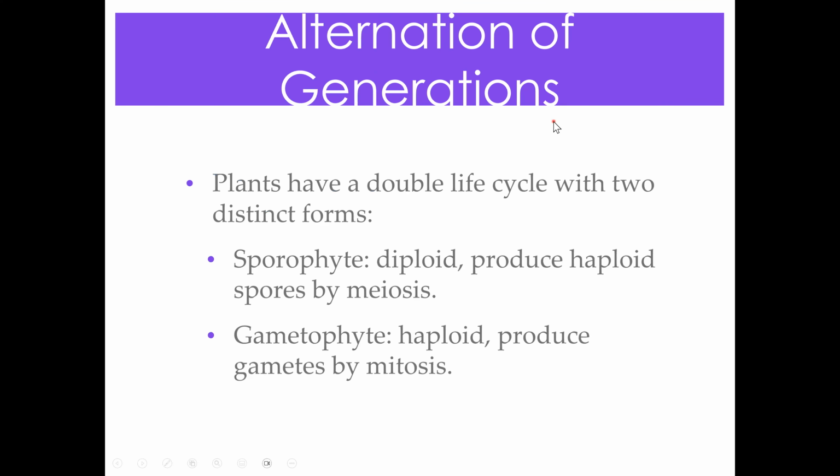So, like I said, we're talking alternating generations. Plants have a double life cycle. There's the sporophyte cycle, which is diploid, and the diploids produce haploid spores by meiosis. And then there's the gametophyte cycle, and that's going to have haploid cells, which produce gametes by mitosis.